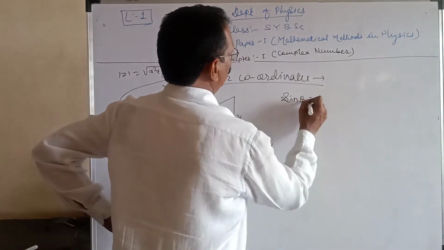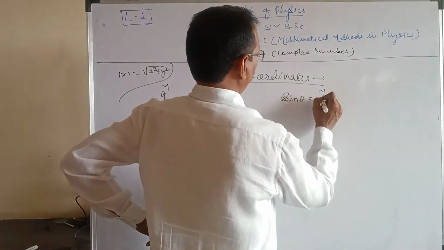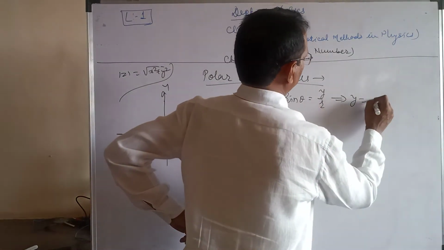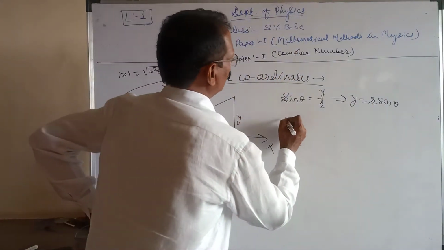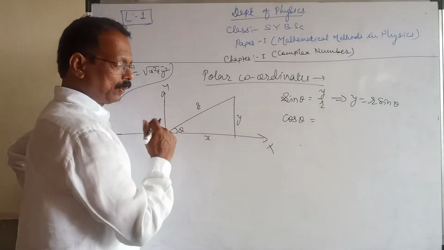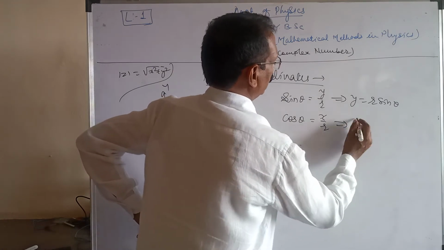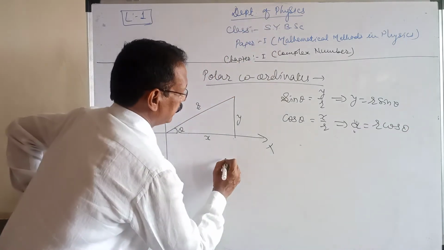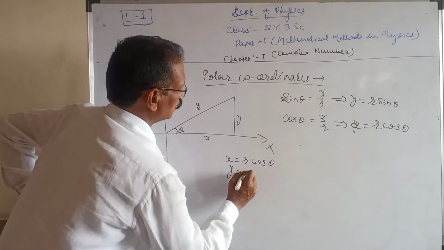Now tell me from the figure, what is sin theta? Sin theta is equal to front side divided by the diagonal. The front side is y, so it is y by r. From this we get y is equal to r sin theta. Now from the same figure, what is cos theta? Cos theta is equal to adjacent side divided by the diagonal, so it is x upon r. From that we get x is equal to r cos theta.